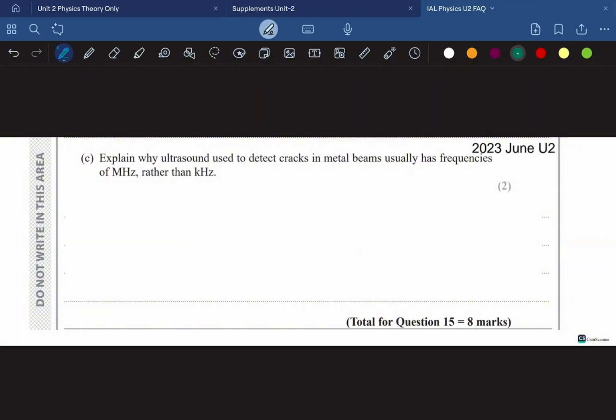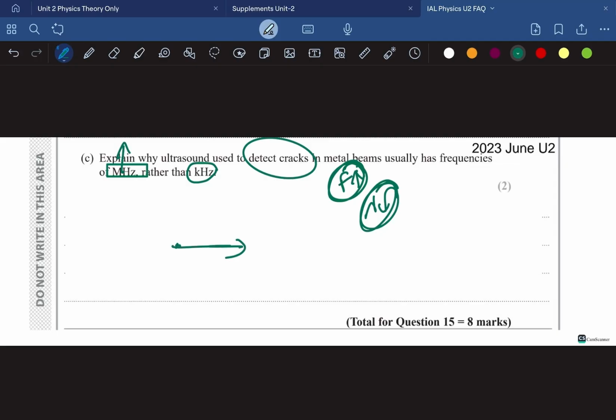Explain why ultrasound used to detect cracks in metal beams usually has a frequency in megahertz rather than kilohertz. So we know megahertz is greater than kilohertz, so basically the frequencies are greater. Why is the frequency greater to detect cracks? We know if the frequency is greater, the wavelength is going to be small, right? Because frequency and wavelength are inversely proportional. If the frequency is greater, the wavelength is smaller, and the smaller the wavelength, the better it can detect the structure of the cracks, right?